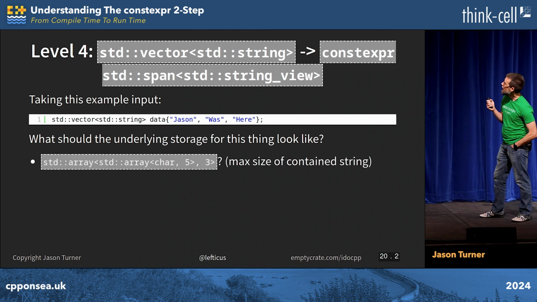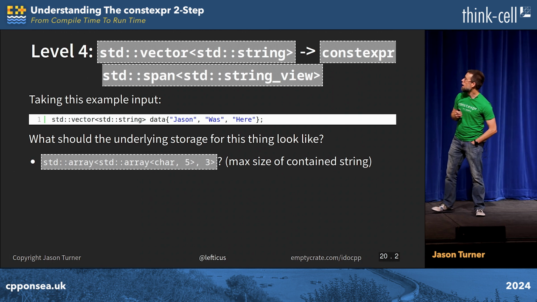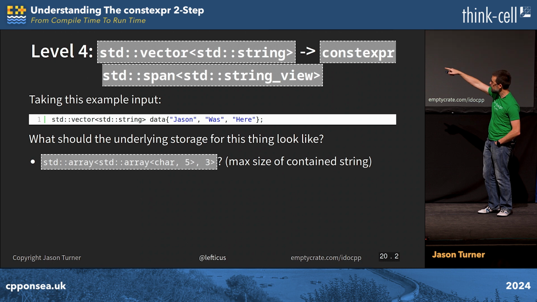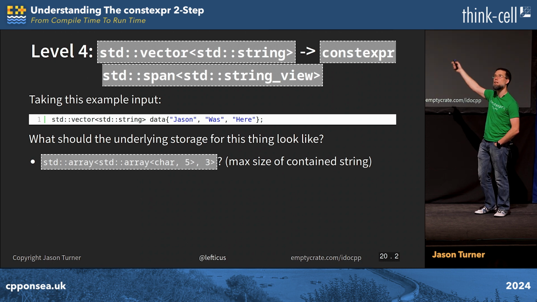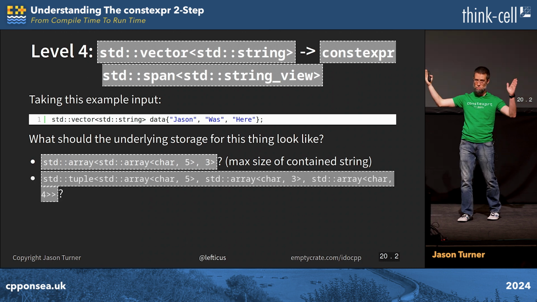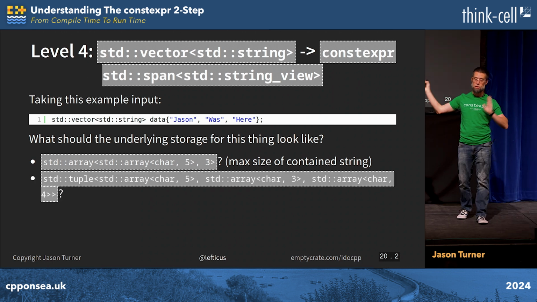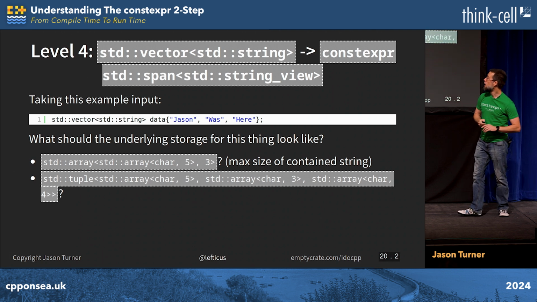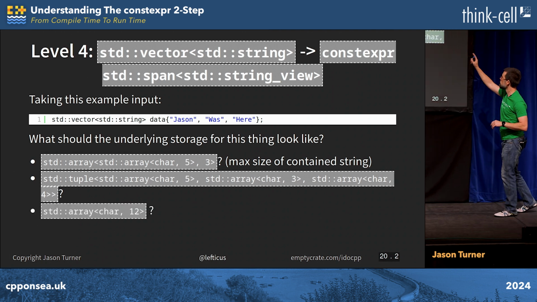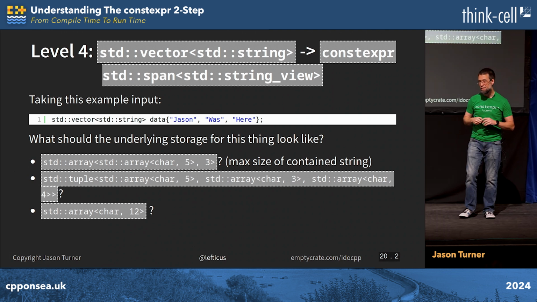I have this vector of strings of JSON was here. My options: I could have an array of arrays, an array of 3 arrays of 5 characters, because that is the max size of the strings. Just for the record, I used to do this particular version. I could return a tuple of an array of 5, an array of 3, an array of 4, or I could return an array of 12.